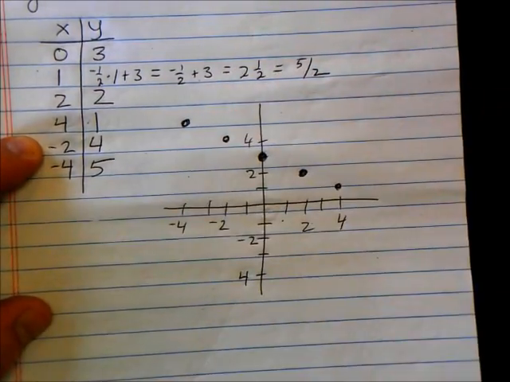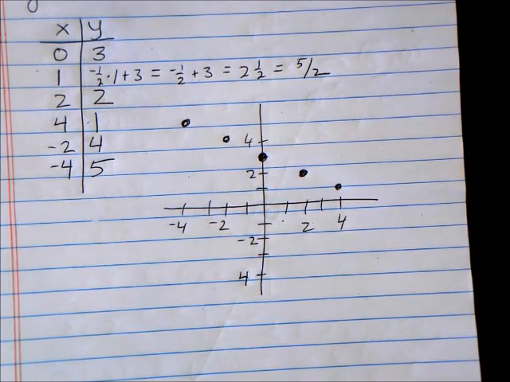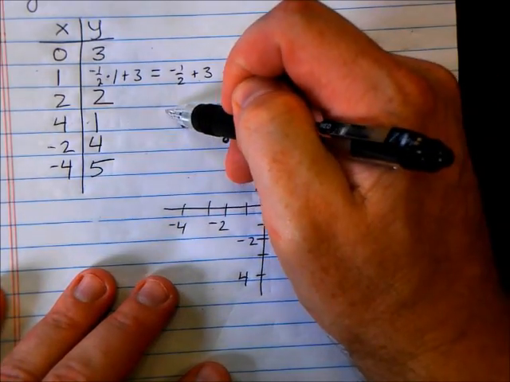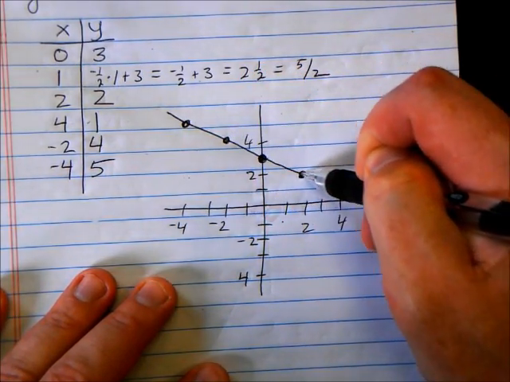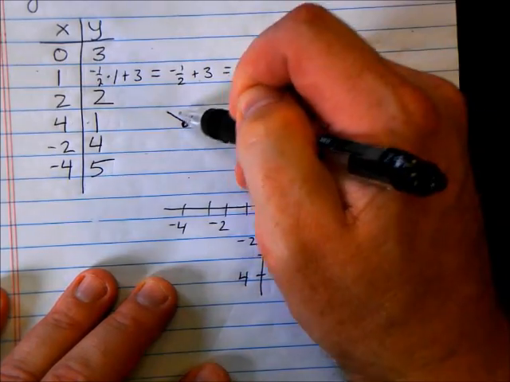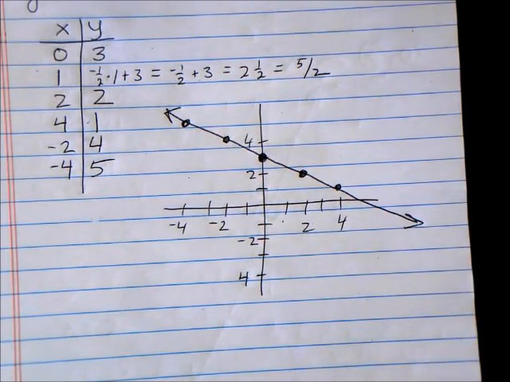And once again, I look at all my little dots, and I'm pretty sure I did it right. Why am I pretty sure I did it right? Because they all line up. If one of the dots was out of the line, then what would that tell me? I made a mistake somewhere, and I'd have to go back and check my work and fix it. But those all line up nice and neatly. So I draw my line.